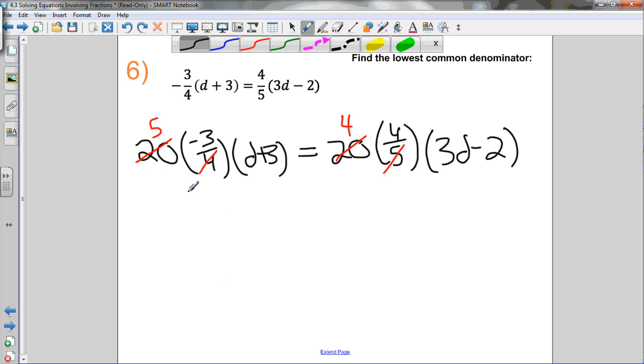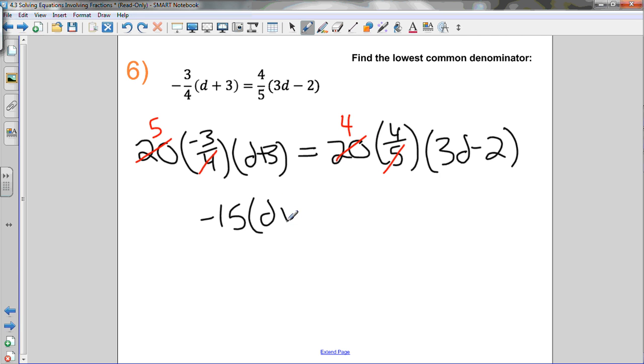So I have a 5 times negative 3 times d plus 3. So 5 times negative 3 is negative 15. I need to multiply that by d plus 3 still. And on the other side of my equation, I have a 4 times 4 times 3d minus 2. Well, 4 times 4 is 16. And I still need to multiply that by 3d minus 2. So let's go ahead and do this now.